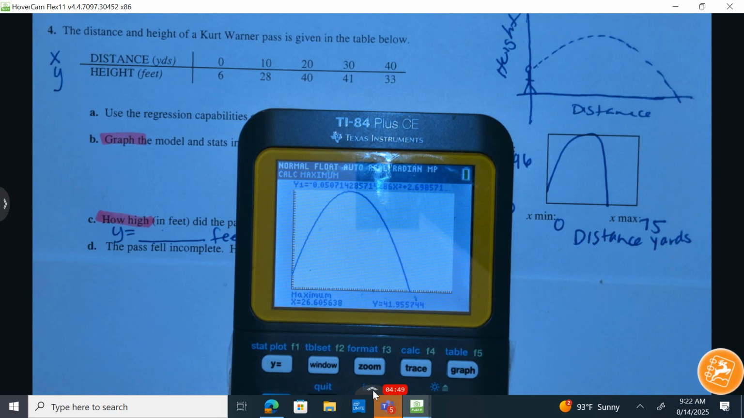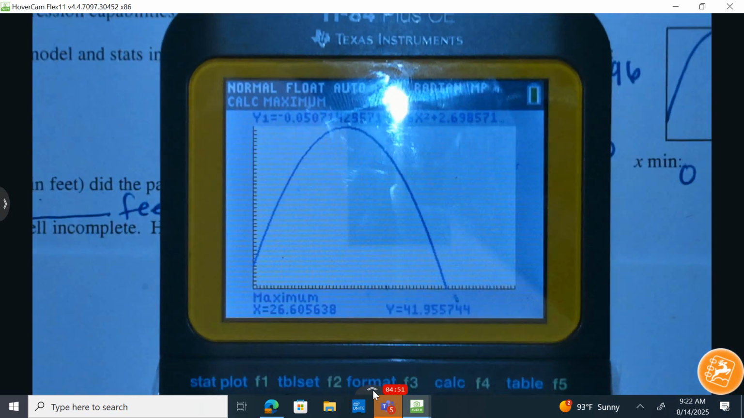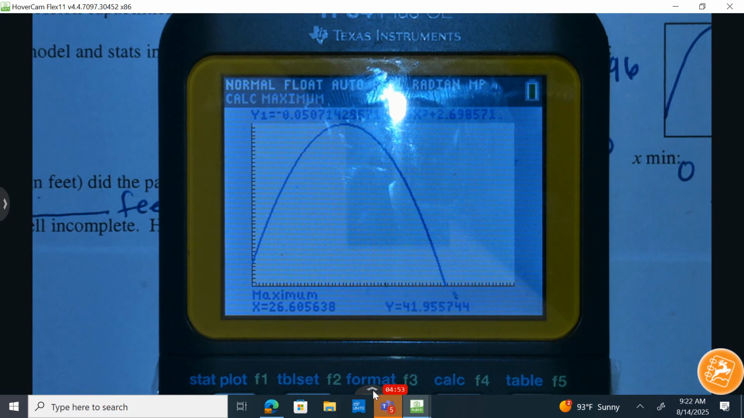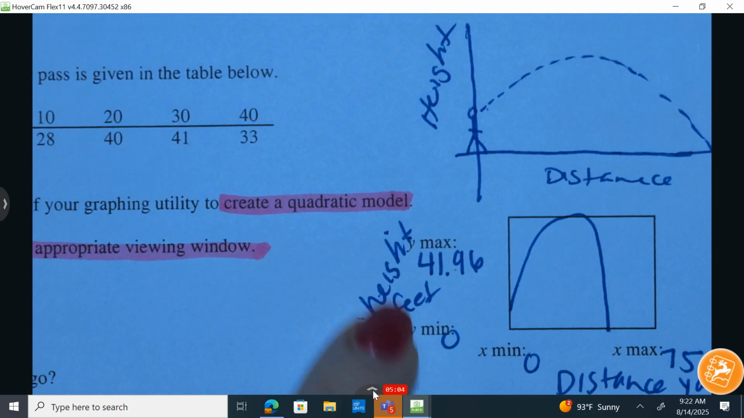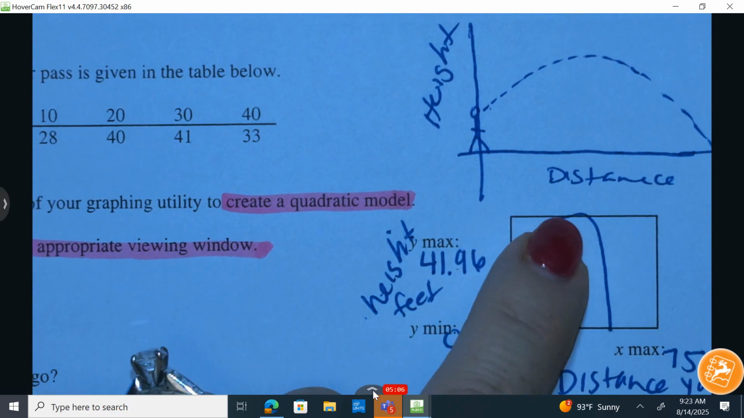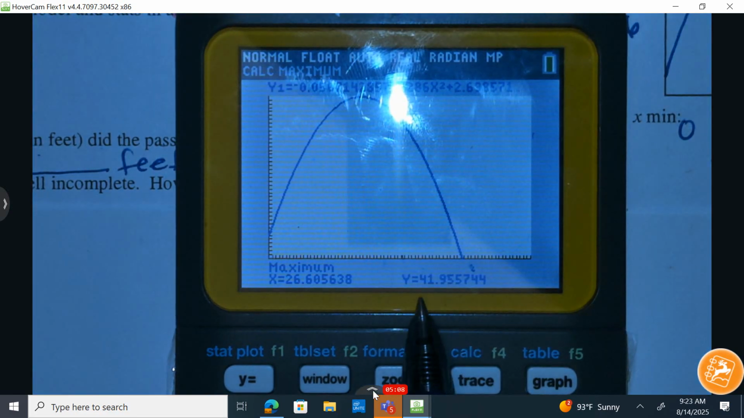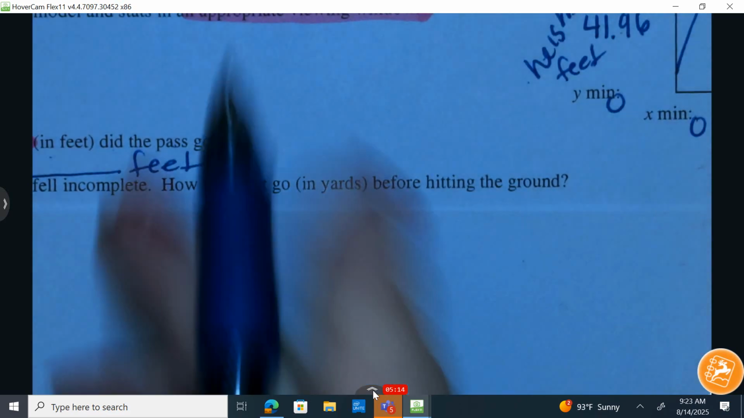Now here's where students struggle. Students struggle by identifying which number do I write down, Ms. Bradley? Do I write down an ordered pair? Do I put the X? Do I put the Y? That's why we highlighted this question. How high? How high is your height or your y value? I want to know the height right here. Height is the y. The correct answer is, let's round right now to the nearest hundredth, 41.96.